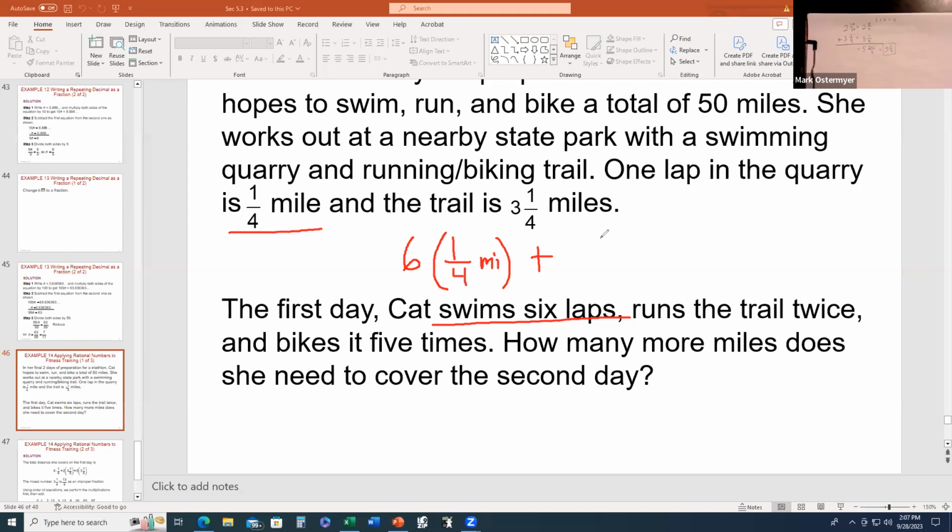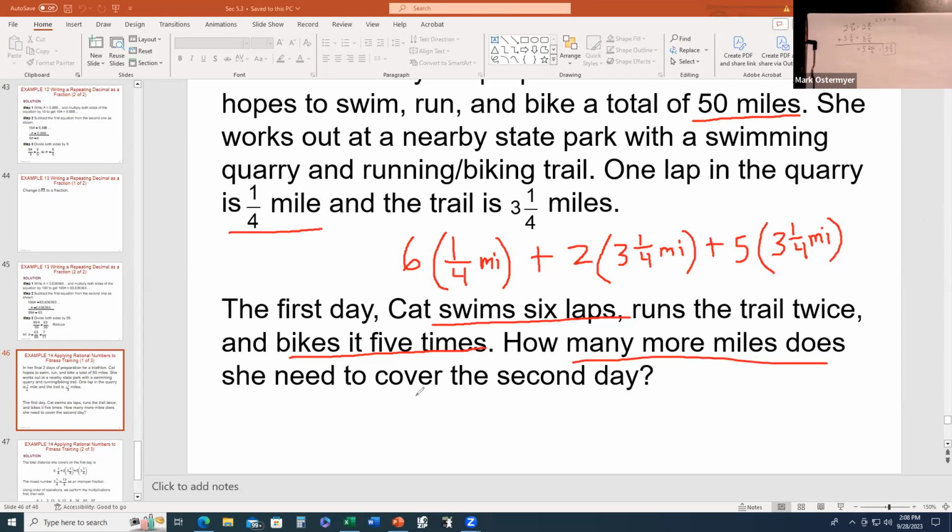The trail is 3 1/4 miles long. So if she runs this trail twice, the total distance she covered would be 2 times 3 1/4 miles. Plus she biked the trail 5 times, and each time she covered 3 1/4 miles, so the total distance would be 5 times 3 1/4 miles. We've got to add all these up, and that would be the total mileage that she covered on day 1. Then we're going to subtract this total mileage from 50 miles, which is her objective, to determine how many more miles she has to cover during the second day. That's how we're going to have to do this problem.